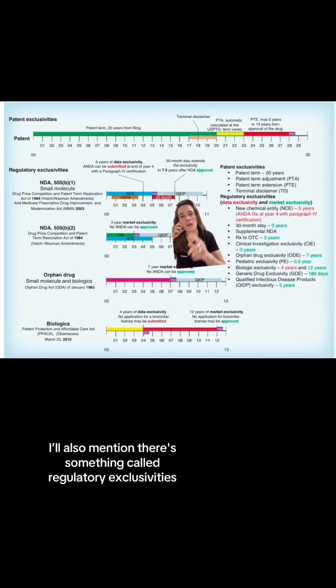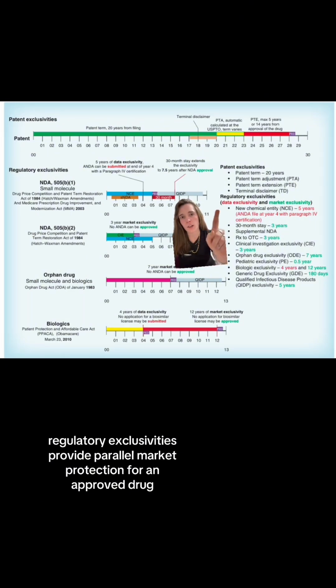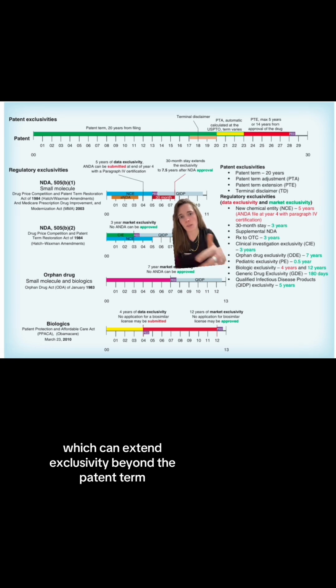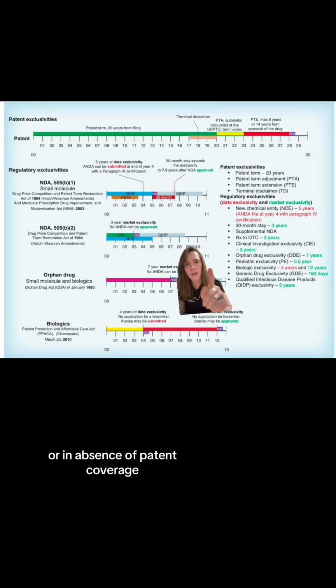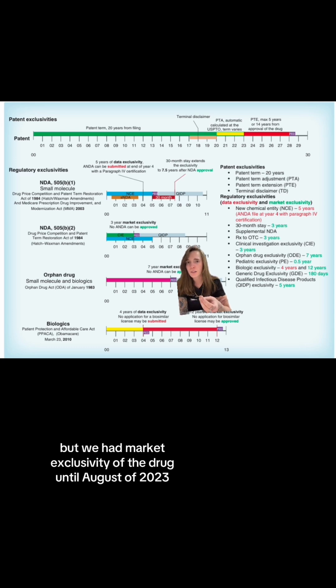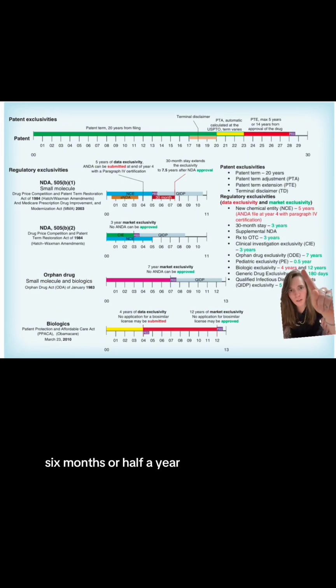I'll also mention there's something called regulatory exclusivities. Regulatory exclusivities provide parallel market protection for an approved drug, which can extend exclusivity beyond the patent term, or in the absence of patent coverage. One example is with pediatric exclusivity. We saw this with Vyvanse. It came off patent technically in February of 2023, but we had market exclusivity of the drug until August of 2023 due to that pediatric indication. 6 months or half a year.